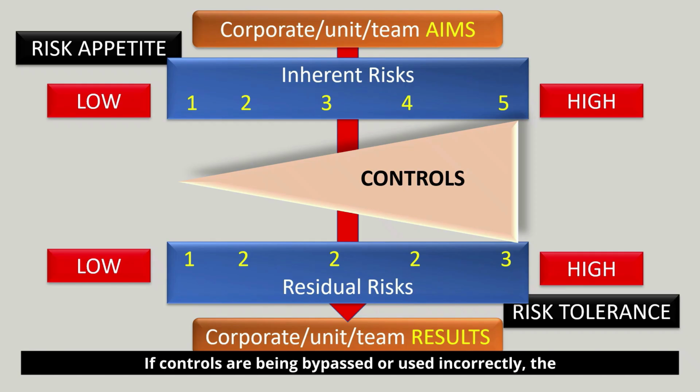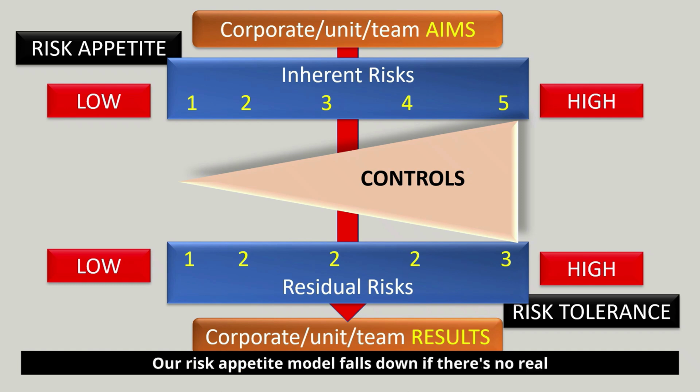If controls are being bypassed or used incorrectly, the actual position may be closer to 4 or 5 rather than 3. Although more controls may mean a slower response to rapid changes in the marketplace, public and non-profit sectors embrace risks to help them meet their targets, while the private sector takes risks to survive.